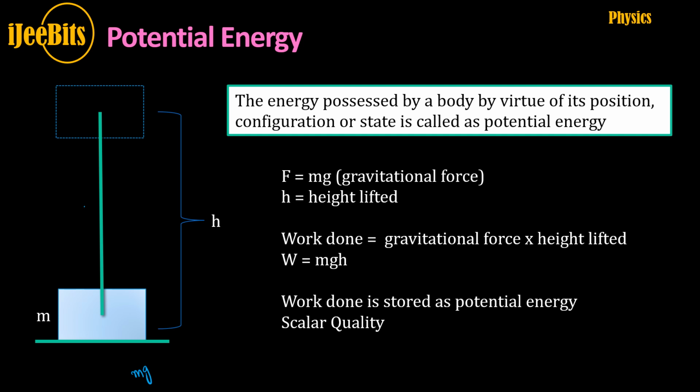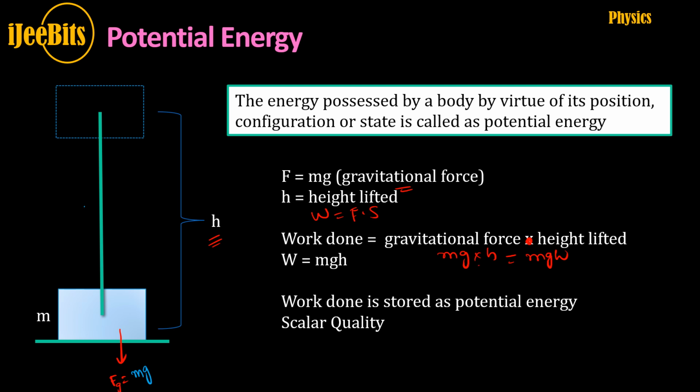So what I wanted to show you here, in the perpendicularly downward direction, is called mg, which is nothing but Fg, right? So downward direction. So F equal to mg, a gravitational force. h is called the height that you lifted. And then now we are talking about the work done. Work done equal to F into S, F dot S. So gravitational force into height lifted, which is nothing but mg into h, equal to mgh.